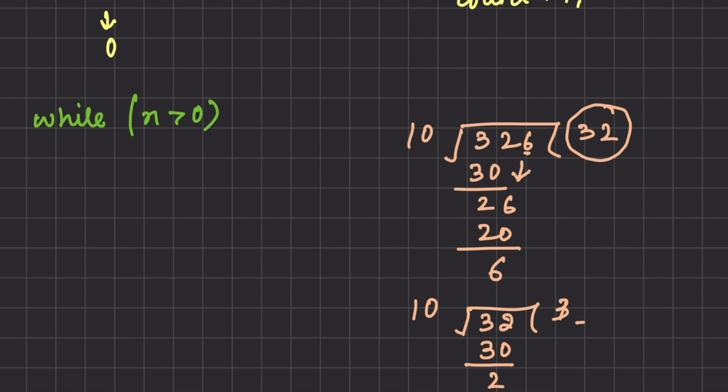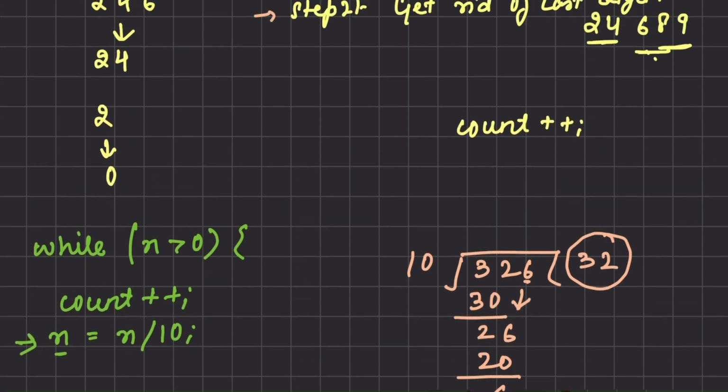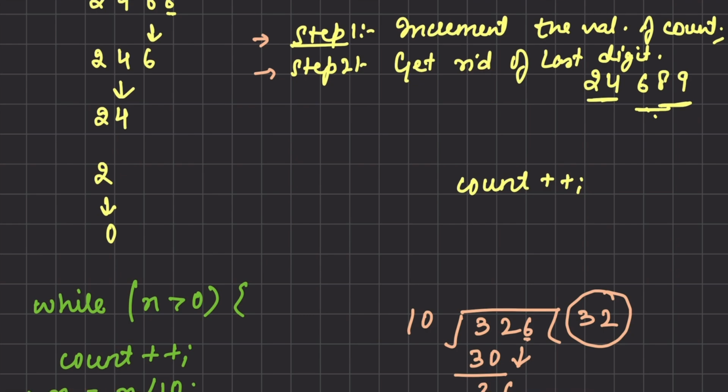Alright? So while n is greater than 0, you can tell that count should be increased. But before increasing the count, you have to initialize it as well. And step 2 will be that your number should be updated. So it should be n is equal to n by 10. Right? You are doing n is equal to n by 10 because you have to update the original number. I hope you have understood this. So now let's proceed on to the coding part.